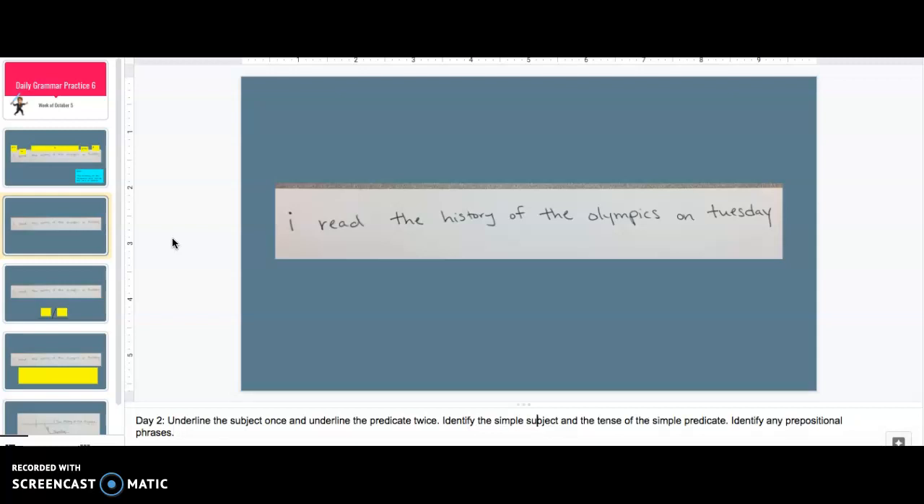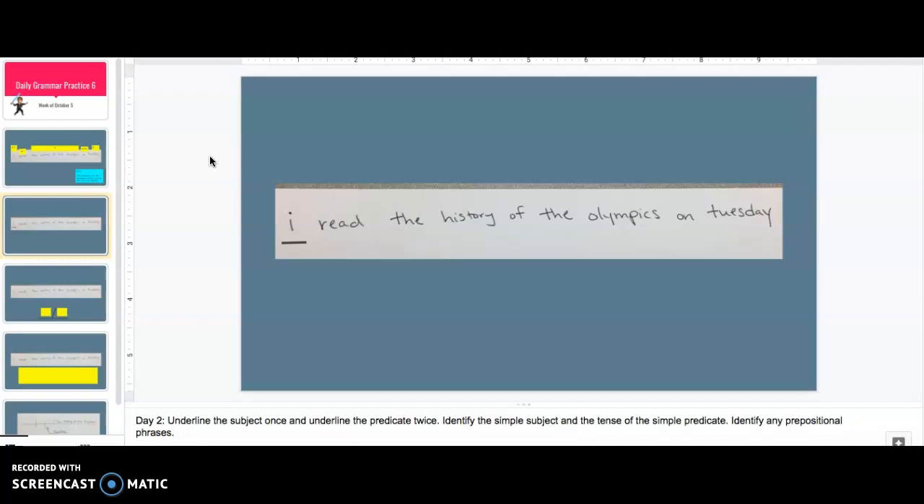So as always, we'll start by asking ourselves, who or what is this sentence about? I read the history of the Olympics on Tuesday. Well, this sentence is about I. So we are going to underline our subject one time. And yes, this is a very short subject, but that is a-okay.